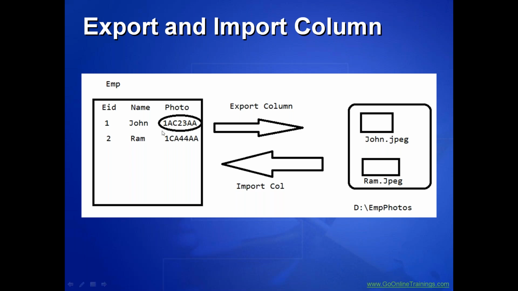You have to declare this as a binary data type. Photo is a binary data type. Okay, so this is integer, this is a varchar column, this is binary. So I have some photos in this format. Now these photos I would like to export with the help of SSIS. This photo will be converted as a JPEG file. The name is john.jpg. Now I have Ram's photo available in hexadecimal or binary format, and when I export it, it will become ram.jpg.